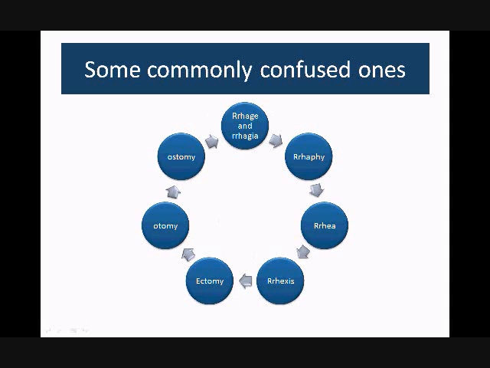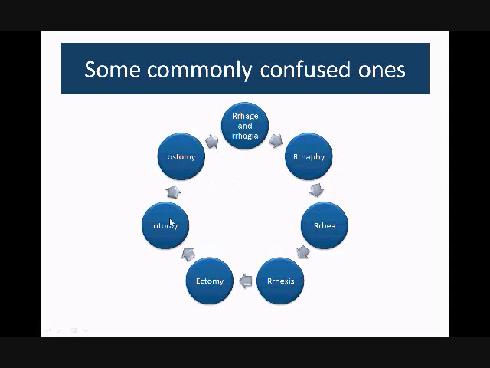Some commonly confused ones. These are basically ones that I find students get misplaced a lot. The double R's, rrhagia and rrhage, which are the same thing. They mean bleeding or excessive bleeding. Rrhaphy, which is a surgical suture. Rrhea, which is flow. If you've heard of diarrhea, which I'm sure in any case you've heard of, regardless of your discipline. Rrhexis, a rupture. So here we have 1, 2, 3, 4. These are the double R's that a lot of times students get confused with.